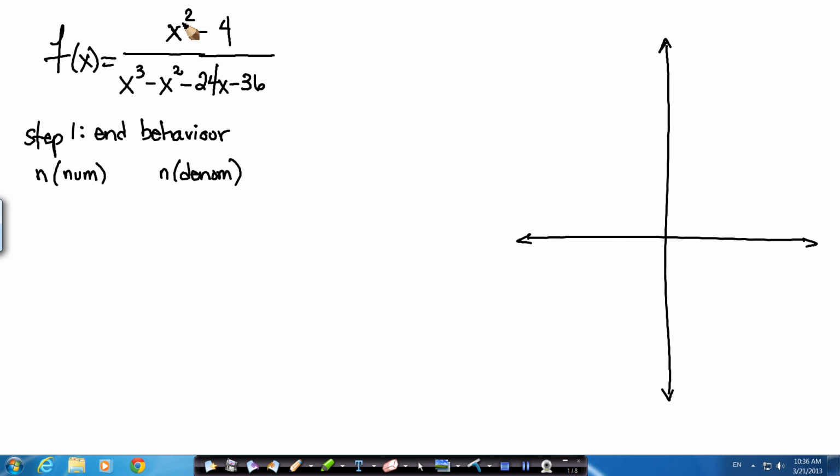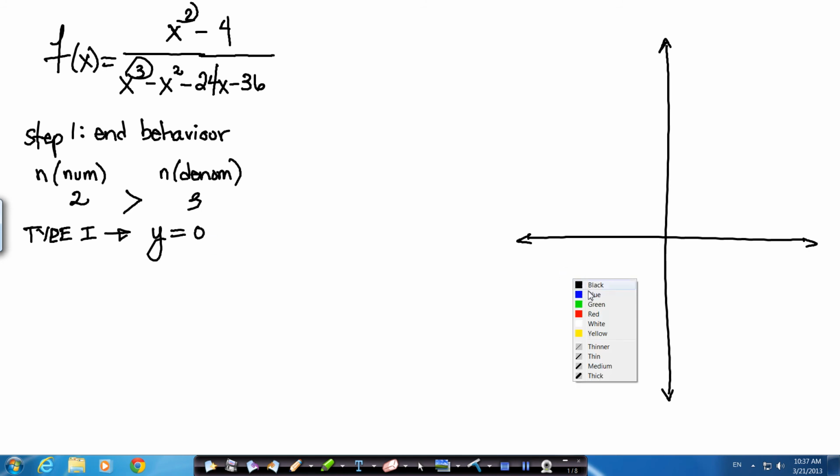So the degree of the numerator here is 2. The degree of the denominator is 3. So since the degree of the numerator is less than the degree of the denominator, we are in type 1. This means we have a horizontal asymptote at y equals 0. So let me put that over here and make it blue. Y equals 0.